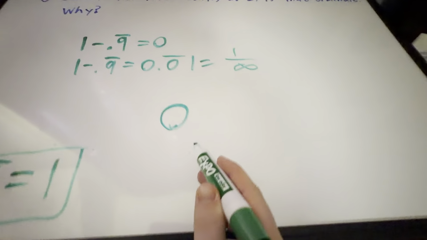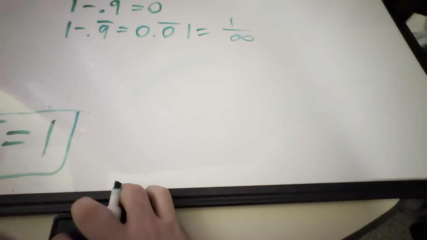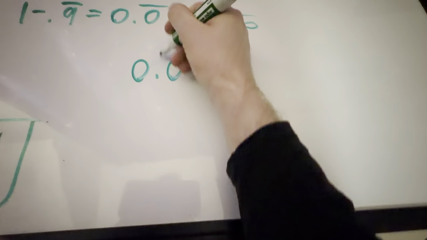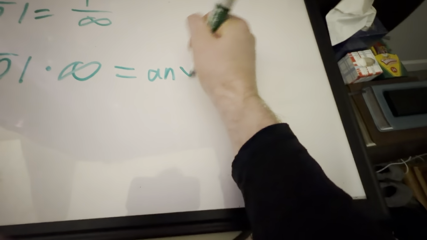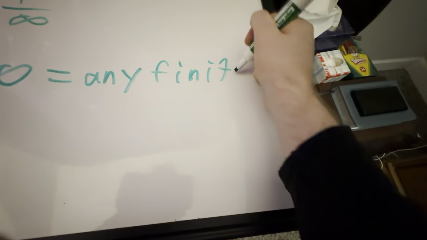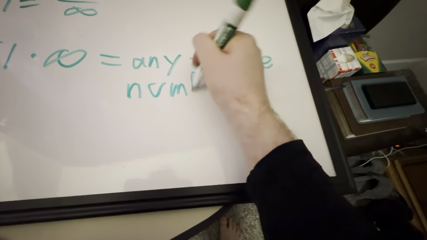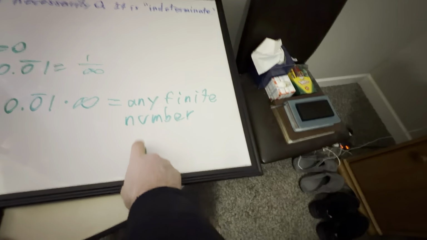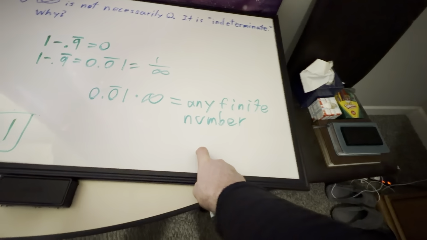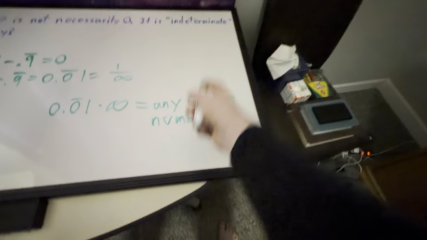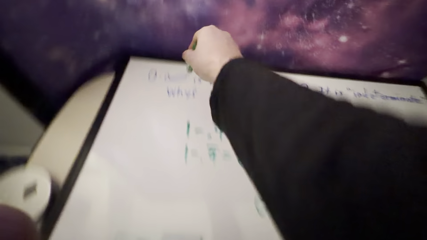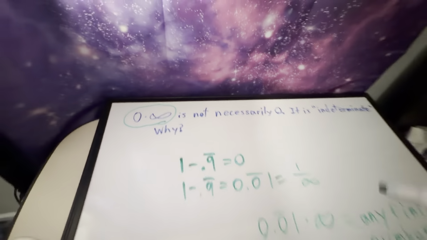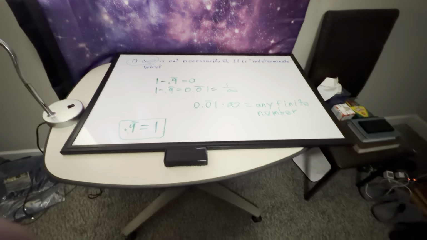0 times infinity. We have 0 here, which can be in place of that. We're going to have 0.0 repeating 1 times infinity, which equals any finite number. So this includes irrational numbers. It can include 0, negative numbers, positive numbers, any finite number, because 0 times infinity is indeterminate. It could be anything depending on the specific problem.